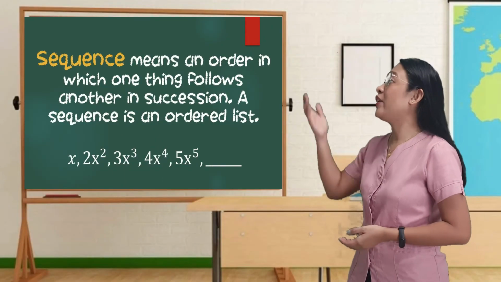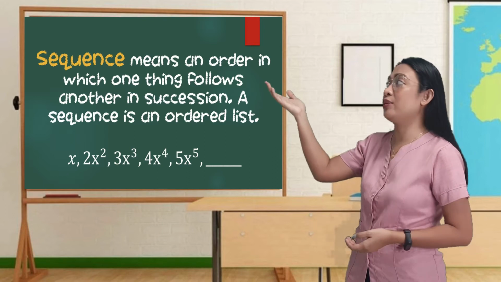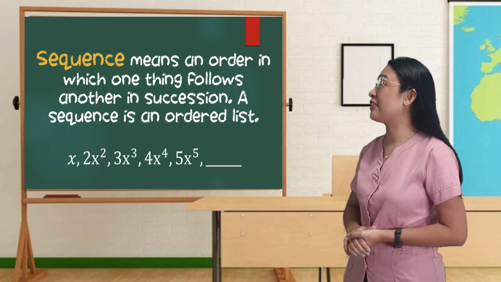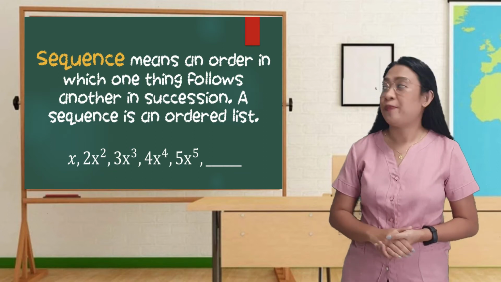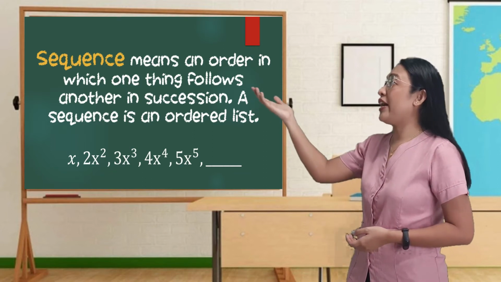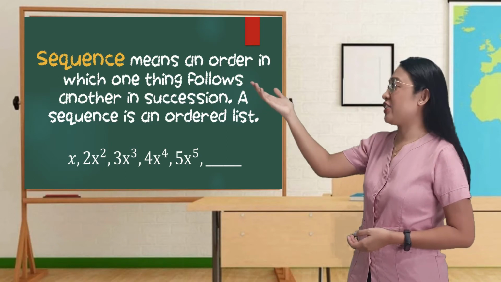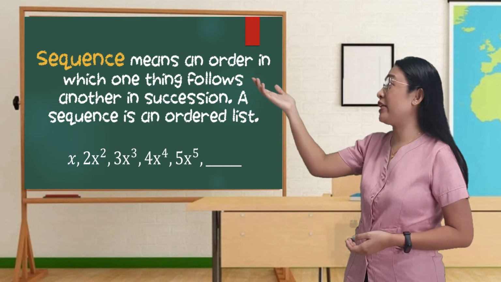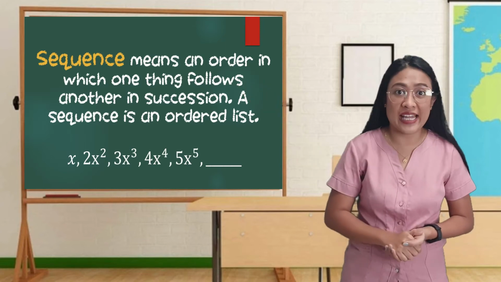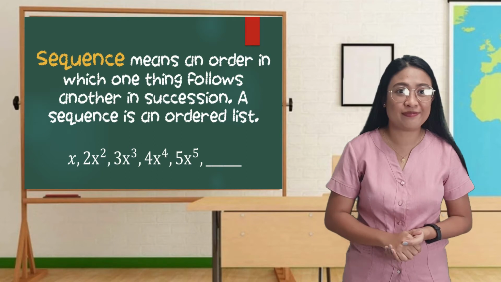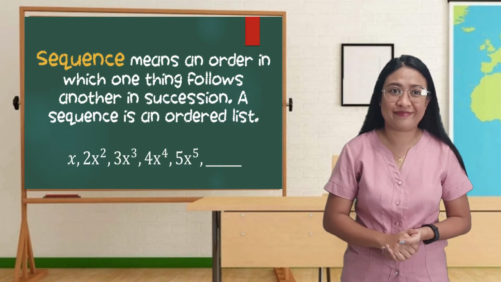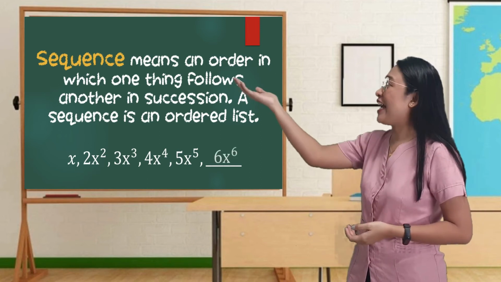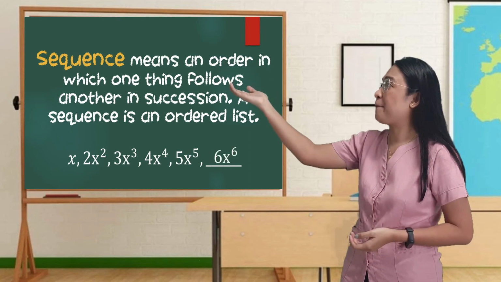Sequence means an order in which one thing follows another in succession. A sequence is an ordered list. For example, x, 2x raised to 2, 3x raised to 3, 4x raised to 4, and 5x raised to 5. What is the next term? Very good! The answer is 6x raised to 6.